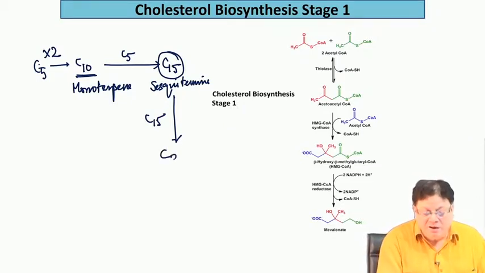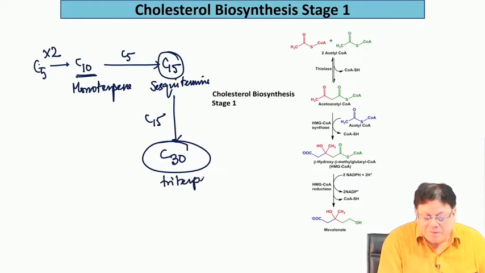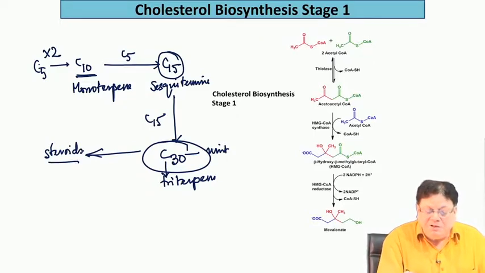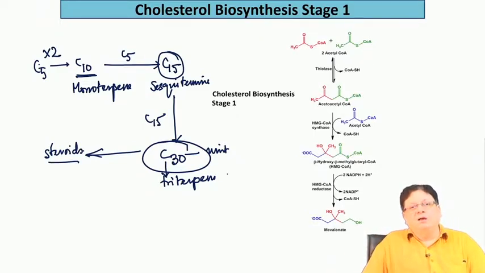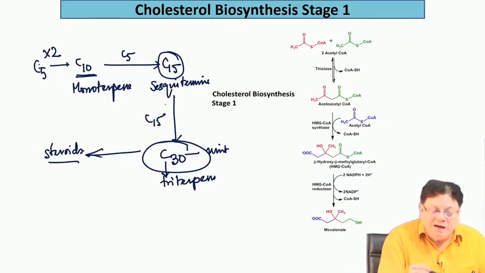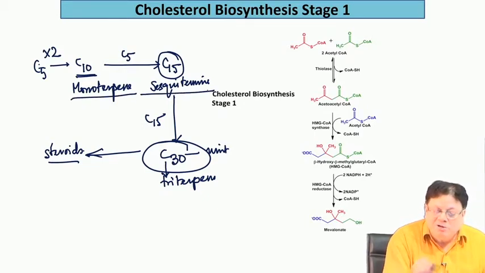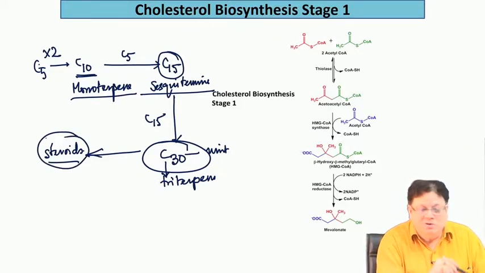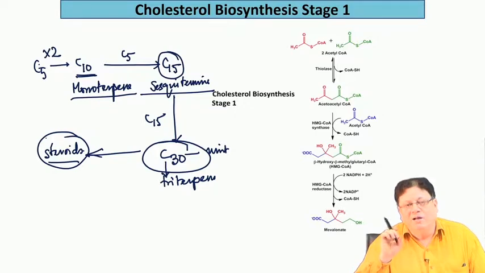Then 2 C15 combine and you get C30. This could be a triterpene. From this C30, the triterpenes could be obtained, and that also gives rise to steroids. So, the branching point is here, from C30 you branch out either to the terpenes or to the steroids. Before that, the names are in terms of terpene, because the name steroid is only given to 30 carbon containing compounds.